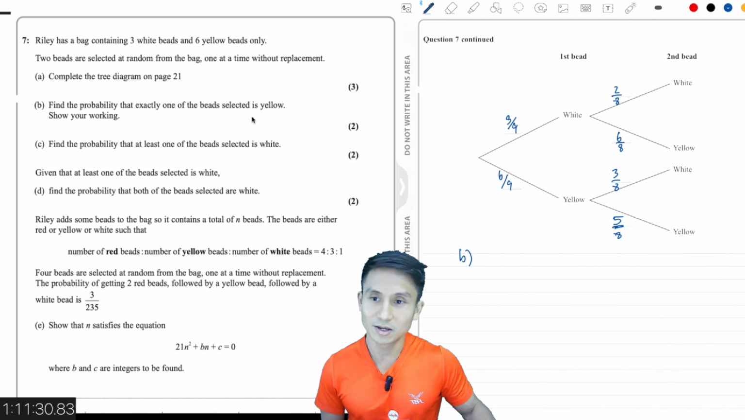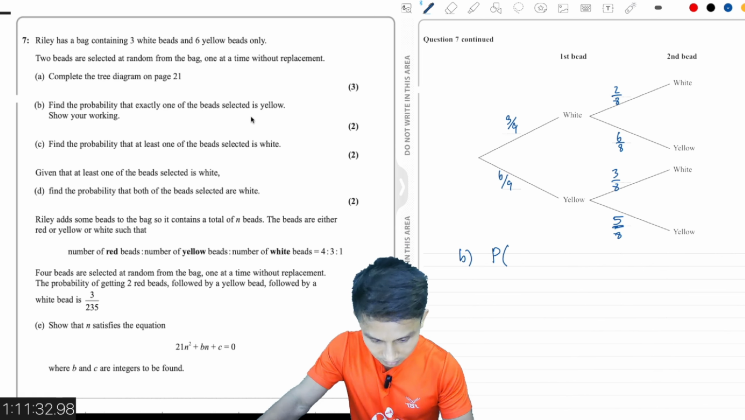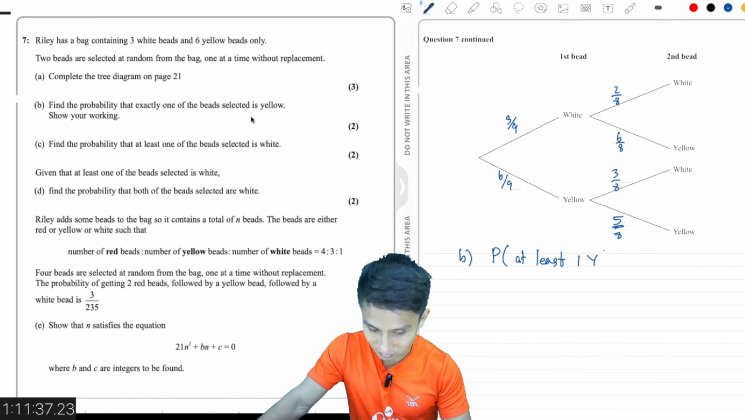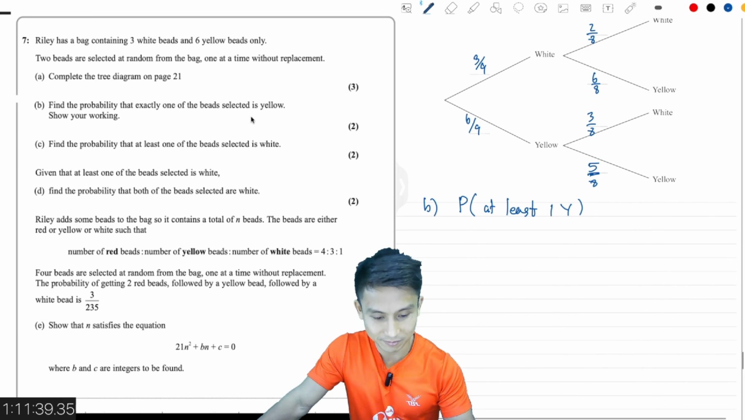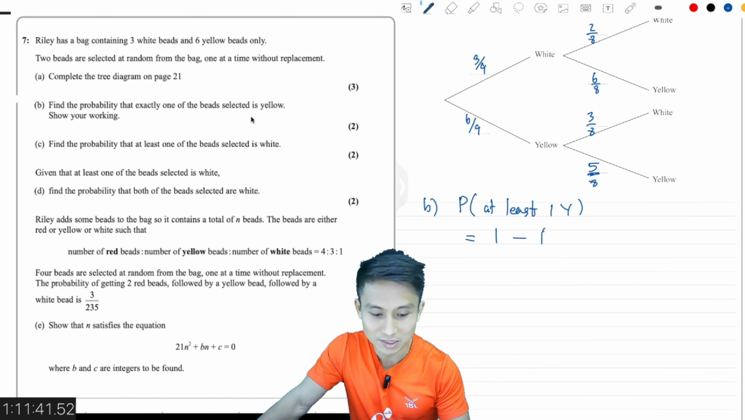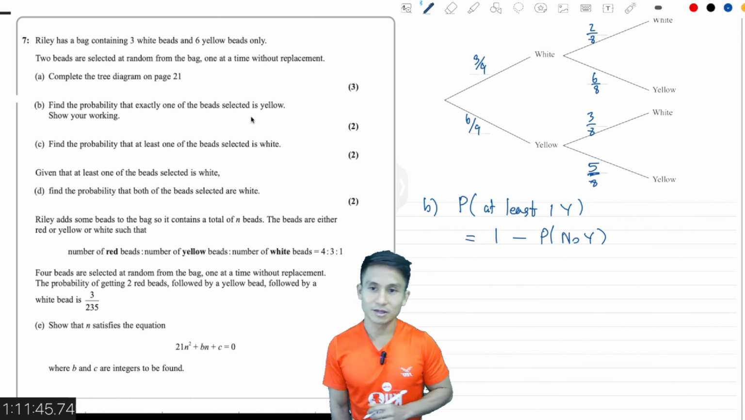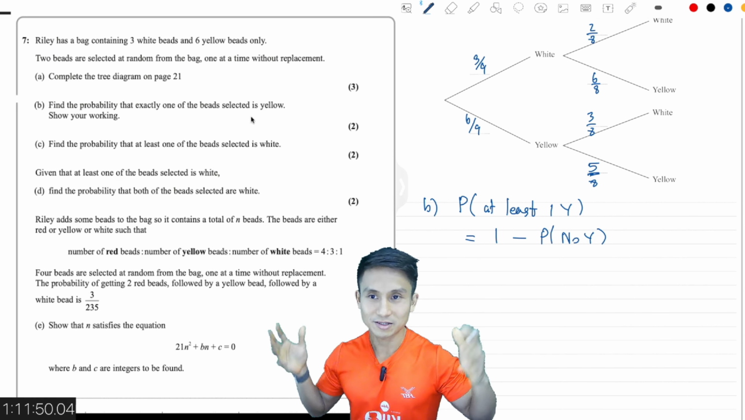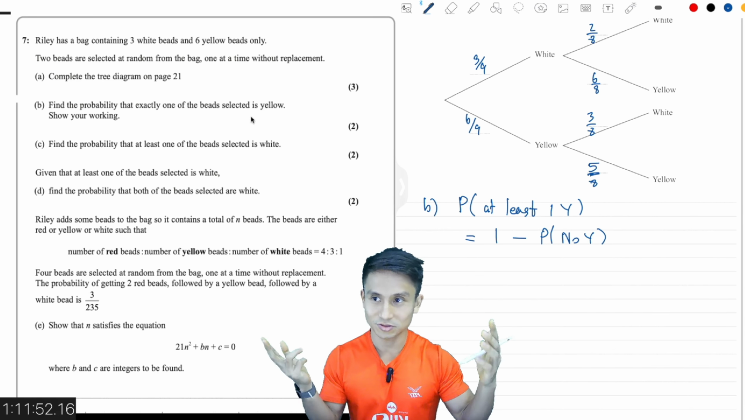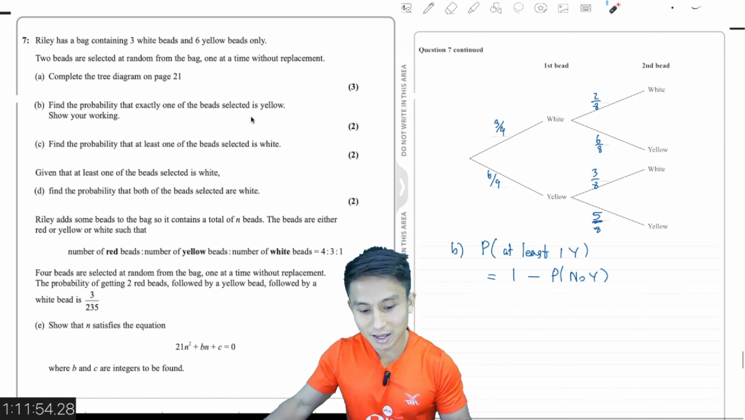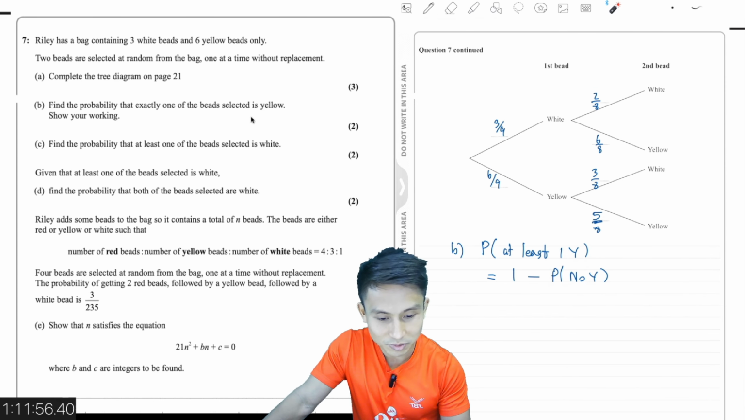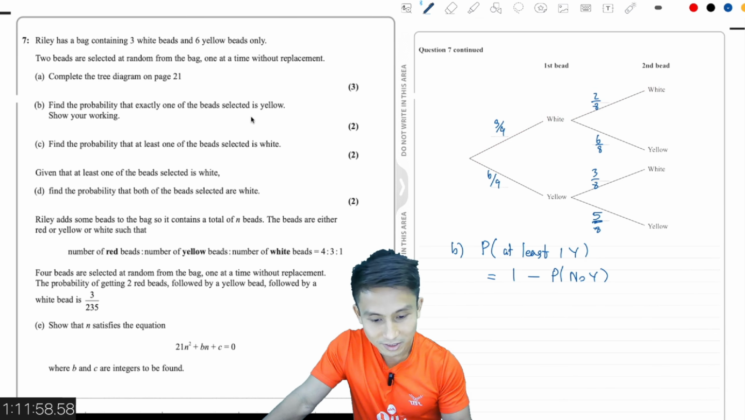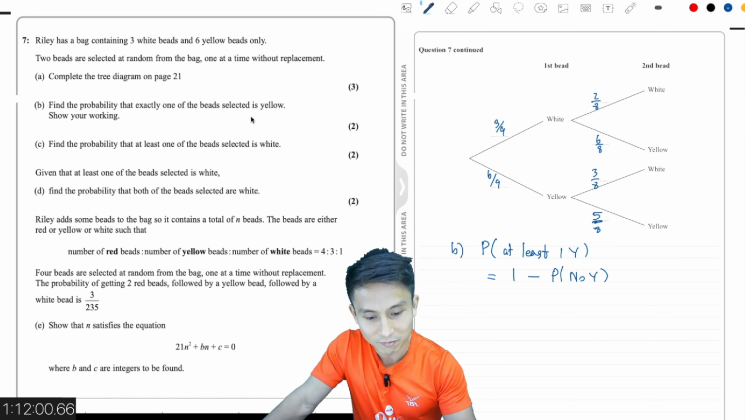Well, it's easier when we see at least 1 yellow or at least 1 anything. It's easier to do 1 minus P of no yellow, because there might be a lot of ways to get more than 1 of something. It's like 1 yellow and 2 yellows. So if I have 1 minus no yellow, that would just be white and white. So we get this branch and subtract from 1.